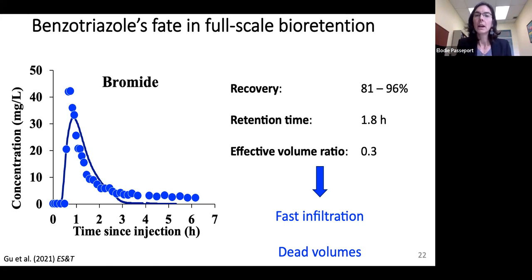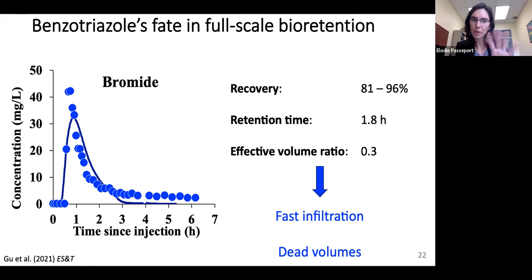We also found that the effective volume ratio was 0.3. So what that means is that only 30% of the bioretention cell soil volume was actually used during the experiment. So we had a lot of dead zones, dead volumes. And so clearly there is an opportunity to use more of this bioretention cell. So not that great in terms of this hydraulic functioning, but at least it's characterized and we can use this information or this context in order to interpret our data for the contaminants.